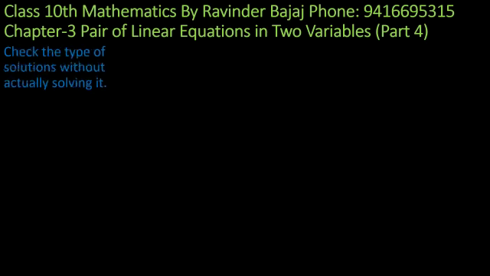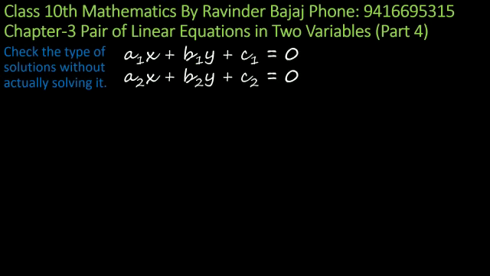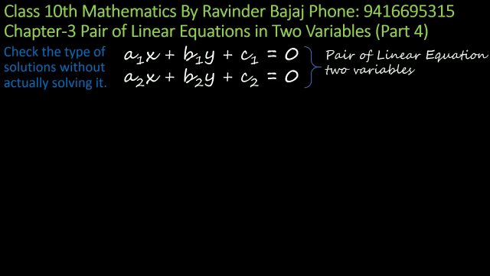Let's continue. Now, let us check without actually calculating, without actually making the graph. How can we check whether a solution is there or not? So this is the standard form of the linear equation. A pair of linear equations has two variables x and y, and a1, a2, b1, b2, c1, c2, all these are real numbers. Here a1, a2 are the coefficients of x and b1, b2 are the coefficients of y.